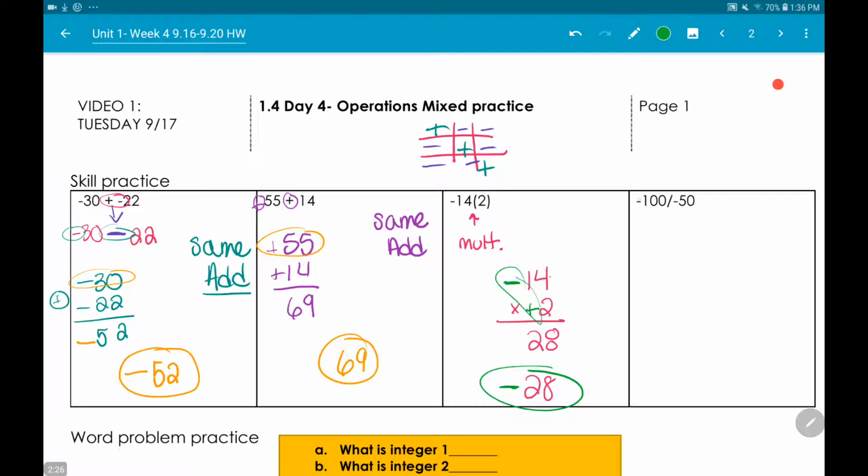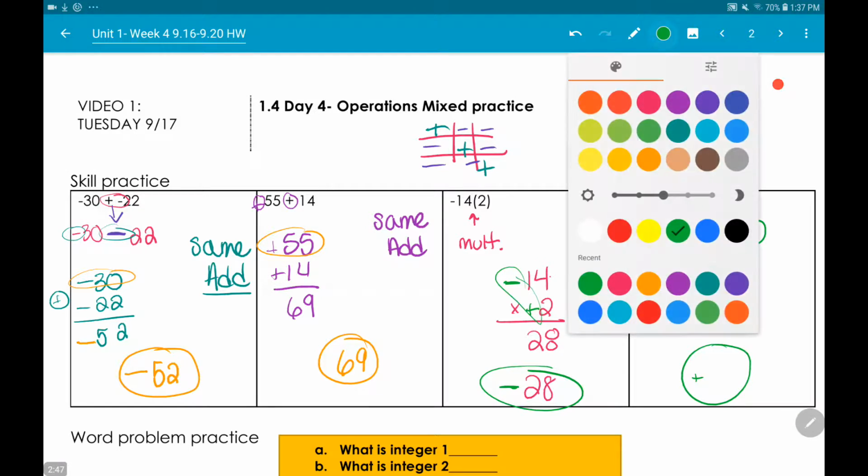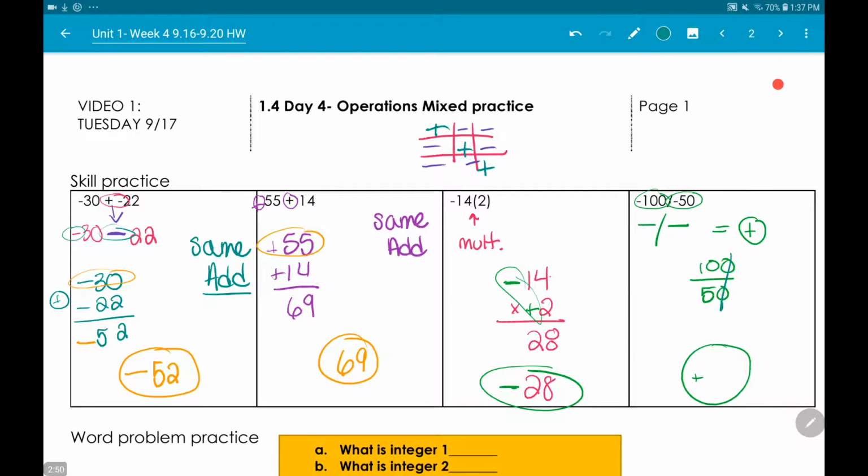And looking at this last one, I have 100 divided by 50. And they are both negatives. So if I have a negative divided by a negative, my answer is going to be a positive. So I already know that my final answer is going to be a positive number. So we do 100 divided by 50. I can also think of that if I cross these out as 10 divided by 5, which is 2.